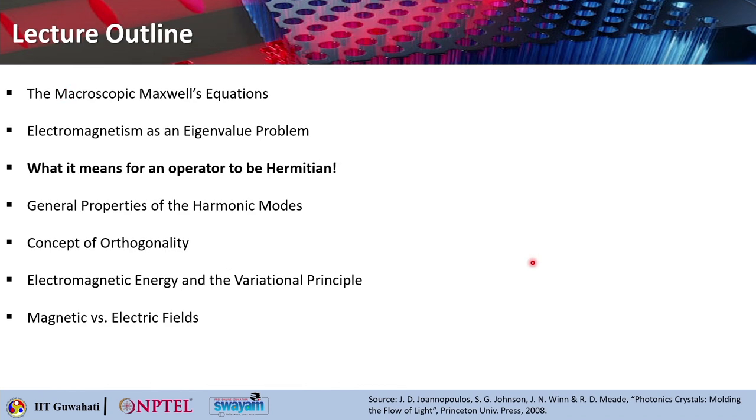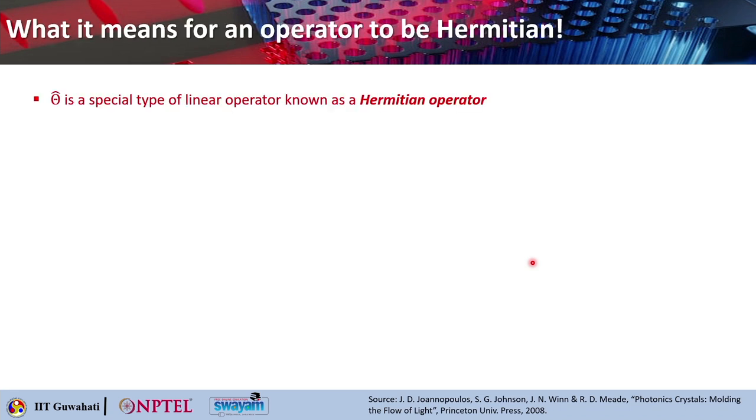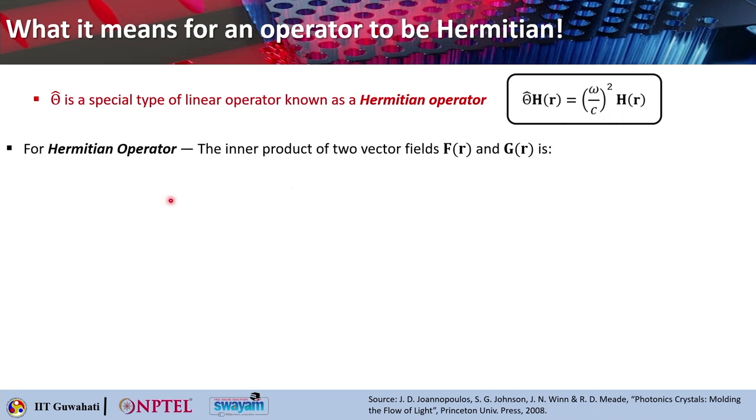Now let us look into what it means for an operator to be Hermitian. Theta cap, which is the Maxwell operator, is a special type of linear operator known as a Hermitian operator. So what is a Hermitian operator, and what does it take for an operator to be Hermitian? This is the master equation.